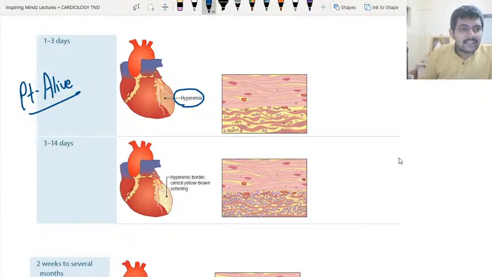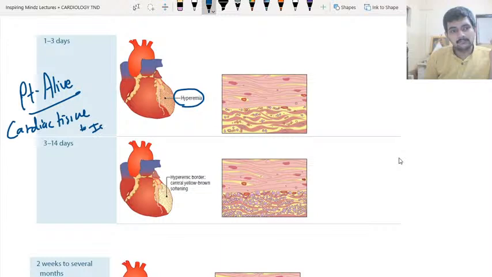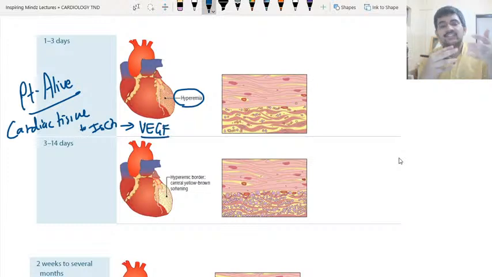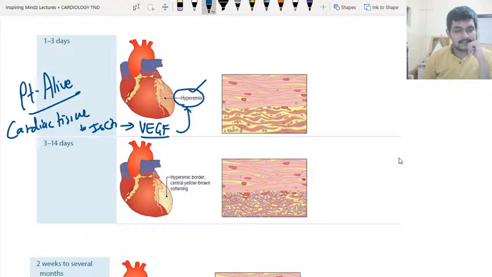Okay. Now, patient is alive. Here, the cardiac tissue is undergoing ischemia. So what will happen? That will cause a reflex release of VEGF. And because of this VEGF, there happens a milder amount of neovascularization that causes hyperemia in this area.